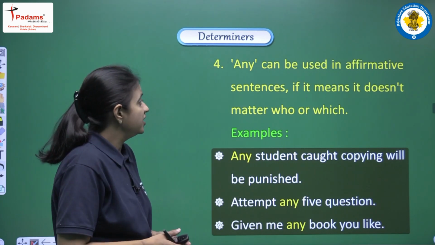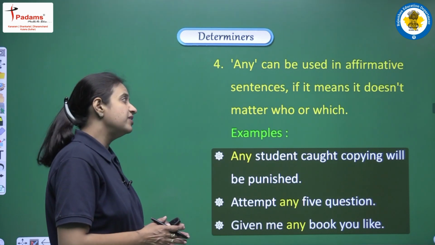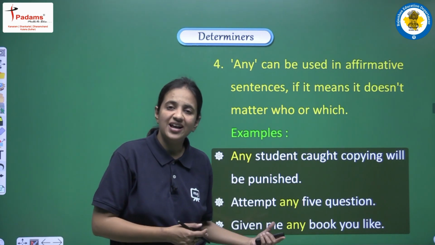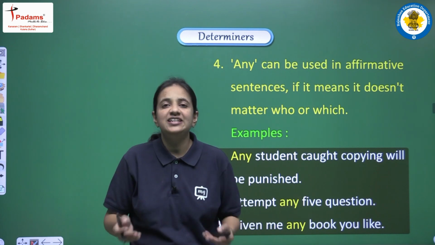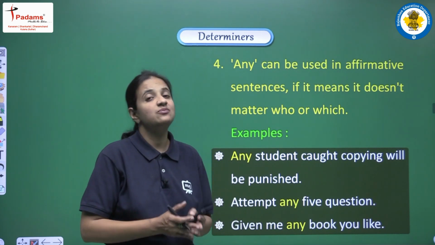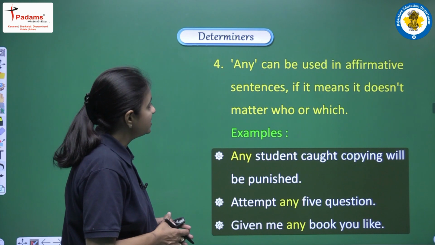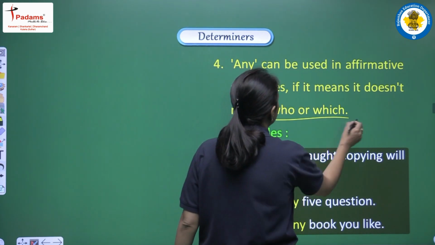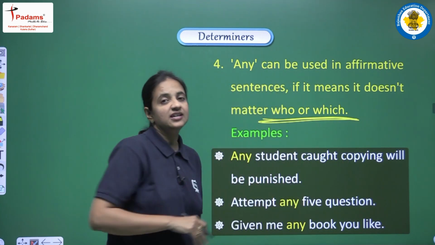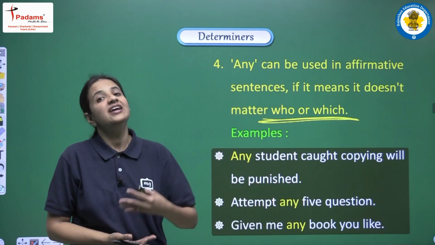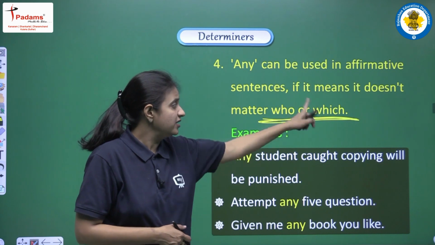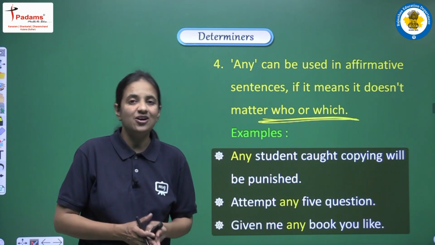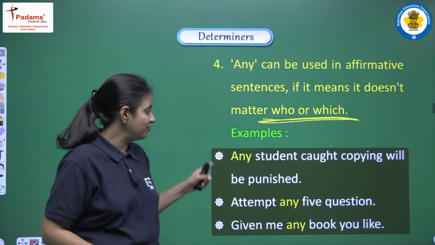Any can be used in affirmative sentences if it means it doesn't matter who or which. So again, any can be used in affirmative sentences, but in what sense, in what manner? If we have the meaning that it doesn't matter who or which, it means we are not talking about someone particular. If you know that person or that thing doesn't matter at all, then we can use any also in affirmative sentences. So let's see some examples.